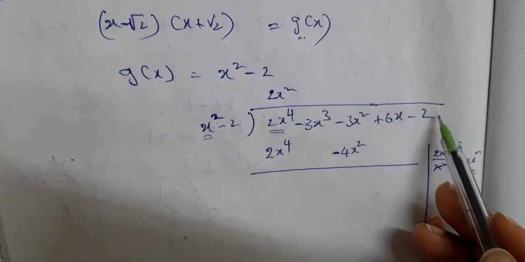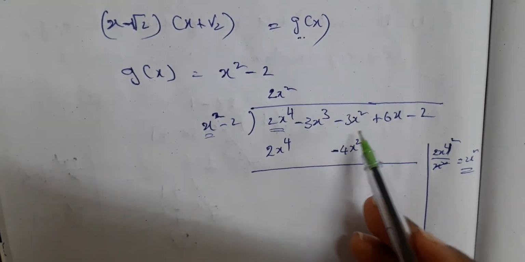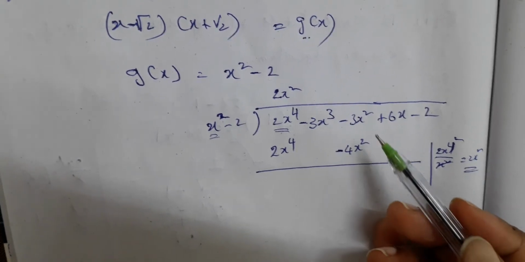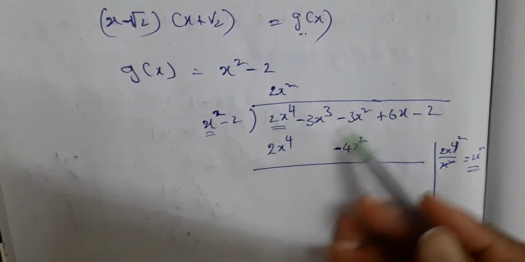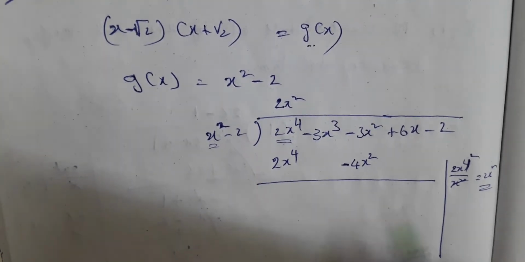Here all are given. Sometimes in a polynomial, maybe the x square term may be missing. So at that place you put just 0, so that there will be some place for you whenever you multiply and get any other terms like this. Okay, so please keep that in mind.